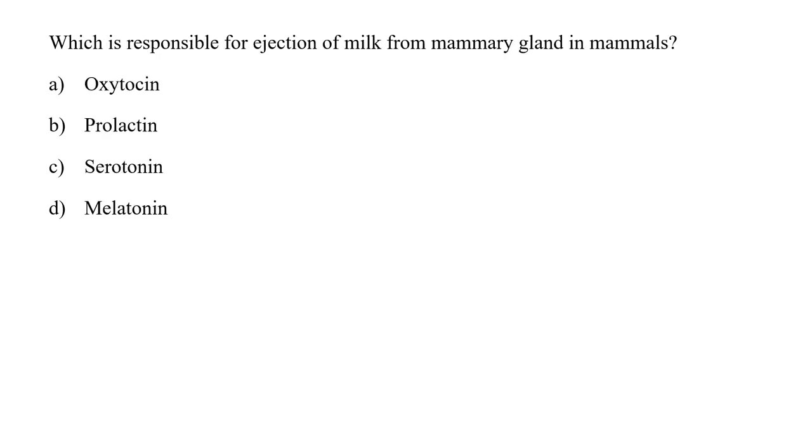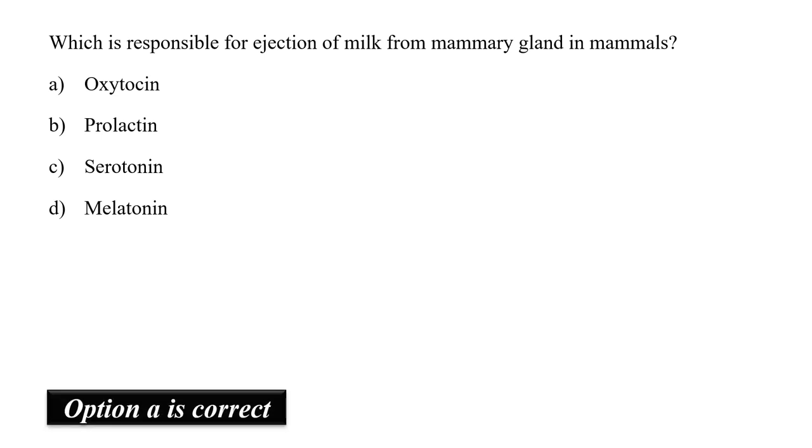Which is responsible for ejection of milk from the mammary gland in mammals? Oxytocin, prolactin, serotonin, or melatonin? See, always remember, the hormones prolactin and oxytocin are both involved in the lactation process. Prolactin stimulates milk production, while oxytocin signals the letdown reflex to release milk from the mammary gland. So option A is the correct answer.